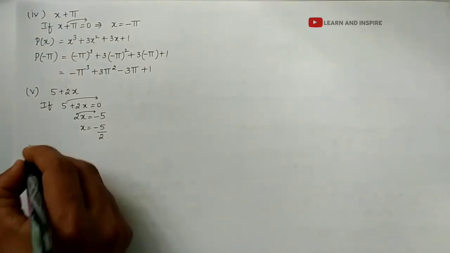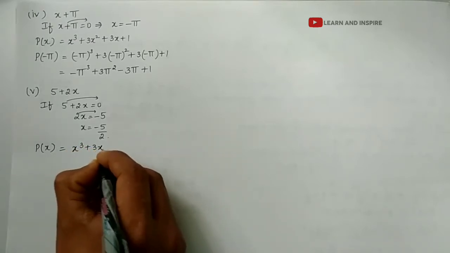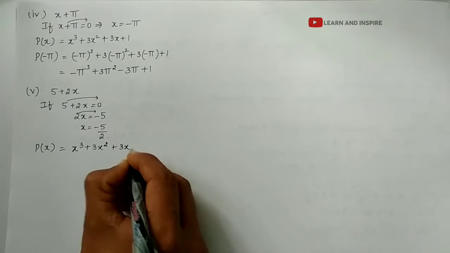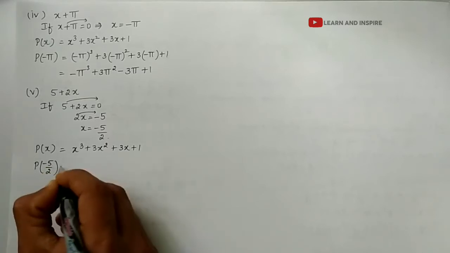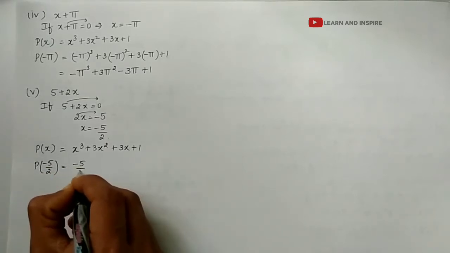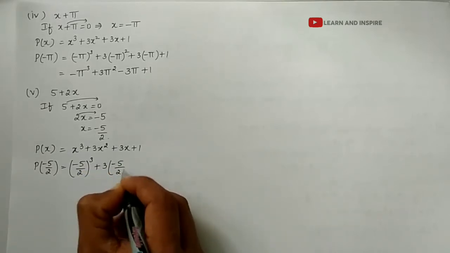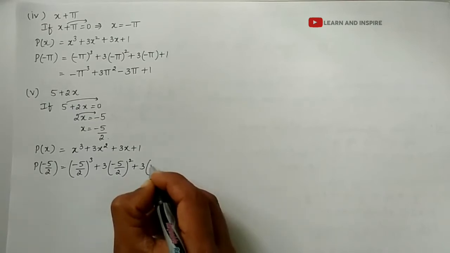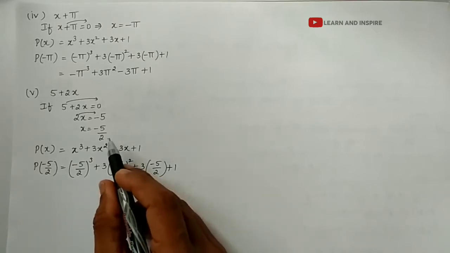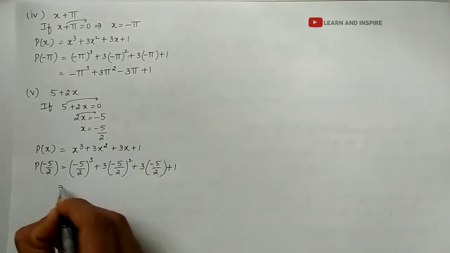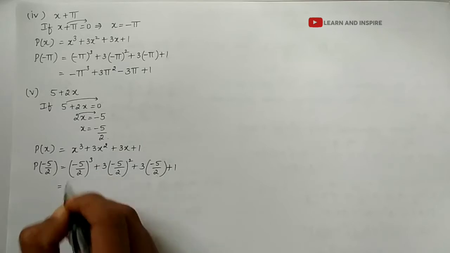In the given polynomial, what is the polynomial? P of x is equals to x cube plus 3x square plus 3x plus 1. P of minus 5 by 2 equals to x cube is minus 5 by 2 whole cube plus 3 into x square is minus 5 by 2 whole square plus 3 into x is 3 into minus 5 by 2 plus 1. Understood? In place of x we substituted minus 5 by 2. Right. Minus 5 by 2 whole cube. So we separate minus 5 cube by 2 cube. Minus 5 cube.